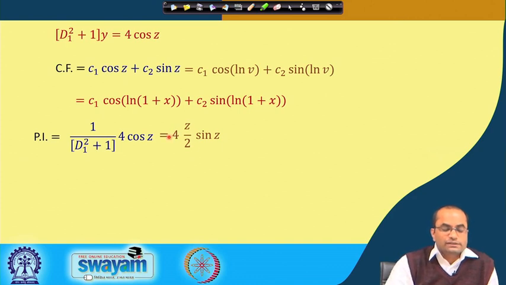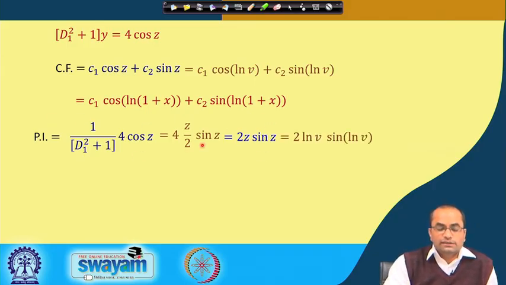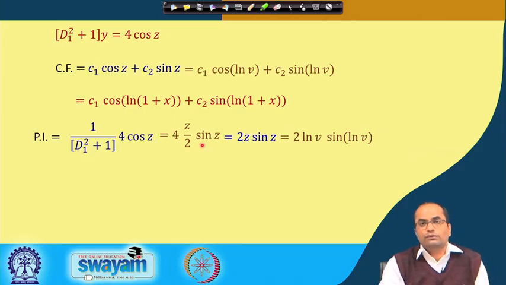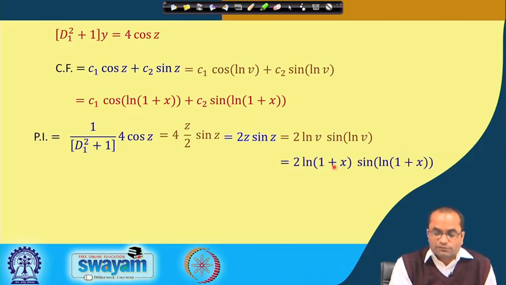So, this 2 gets cancelled, and we have 2z sin z as the particular integral of this equation, which again we have to get back to v and then x. So, 2 times ln v sin ln v, and in terms of x, v was substituted for 1 plus x. So, we have to replace v with 1 plus x. So, finally, the particular integral is 2 times ln(1 plus x) sin ln(1 plus x).